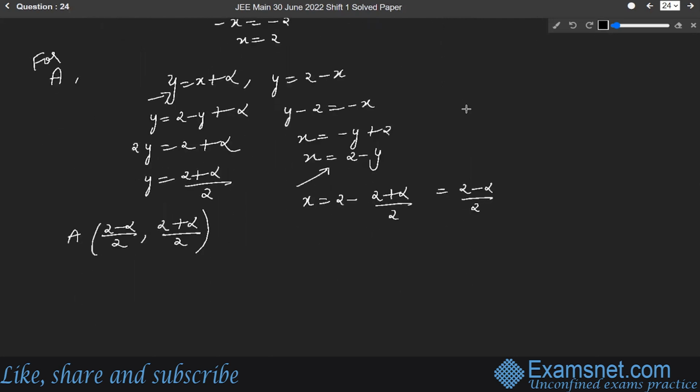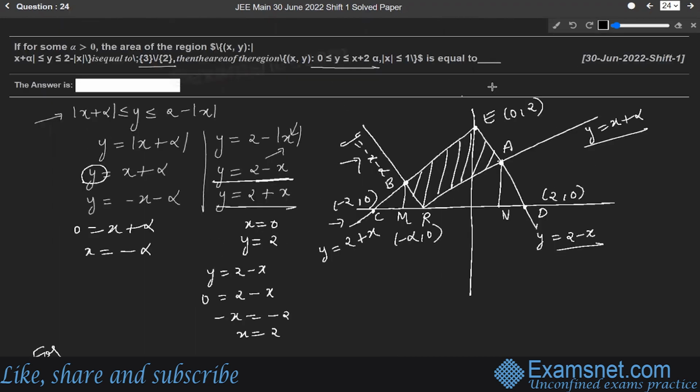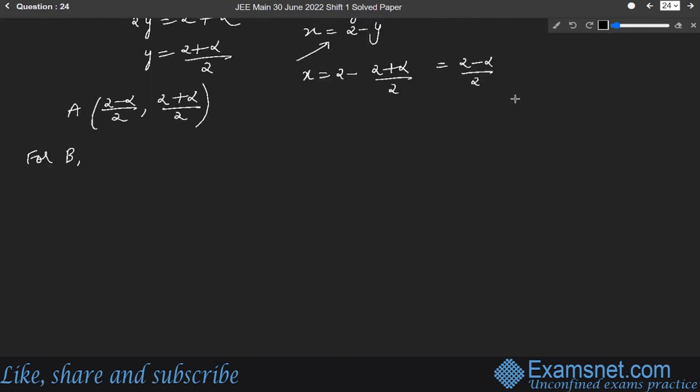Similarly, let us find the coordinates for point B. What is point B? Point B is the intersection of two lines: y is equal to 2 plus x and y is equal to minus x minus alpha. All right, so here also we can find the value of x from this portion. x will be equal to y minus 2. Right. Now put the value of x here.